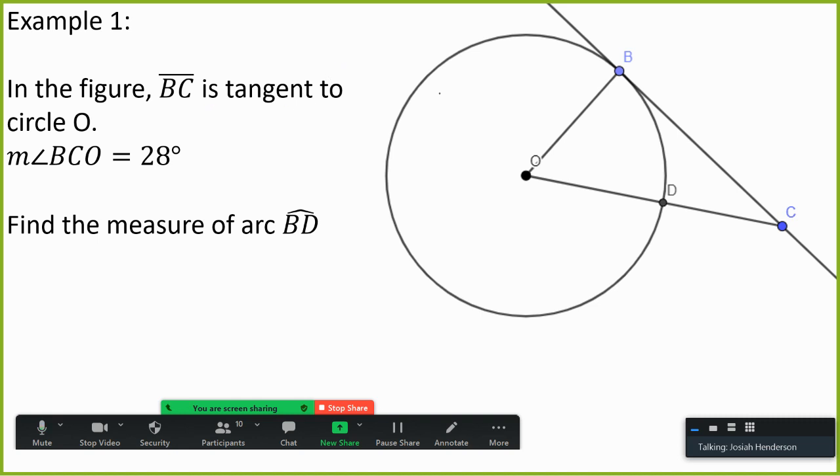So example 1, let's look at the picture. We've got a circle, we've got the center O, we've got 2 points on the circle labeled B and D, and we see on the outside a line that looks like a tangent line, BC. How do we know this is a tangent? Because it's intercepting the circle at point B and nowhere else. This straight line BC looks tangent because it's cutting through right at B, and that's it. It's intersecting at one place.